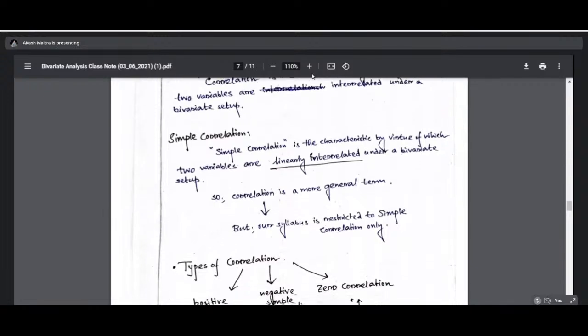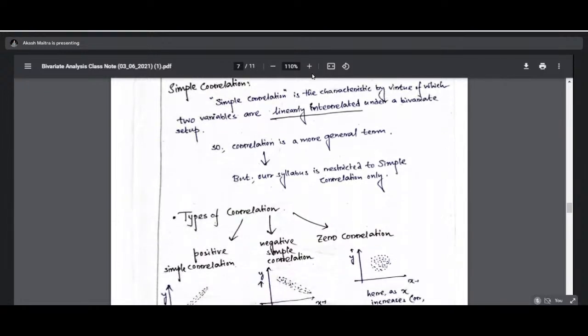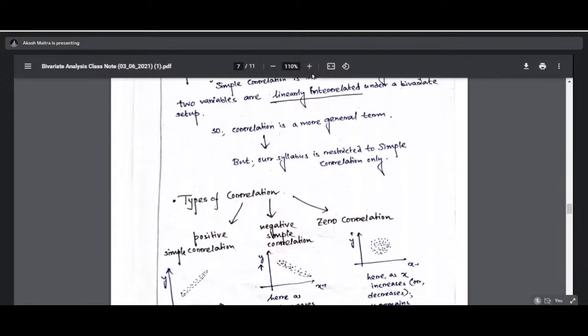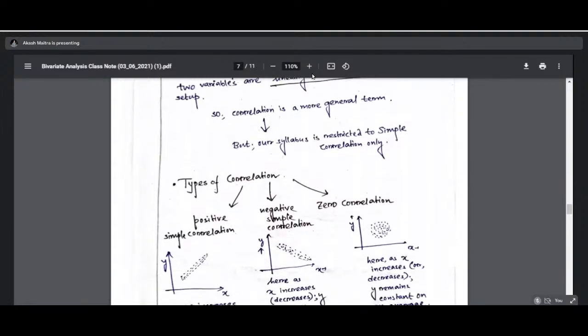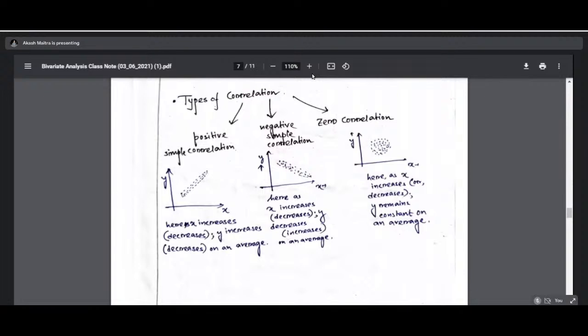And in our class 12 syllabus, we have only simple correlation to study, so no need to worry about correlation right now. Everything from here will be simple correlation. Maybe I will call it correlation, since there is no other correlation from now on. So, as in our syllabus, the types of correlation. What are the types of correlation? Positive simple correlation, negative simple correlation, and zero correlation.